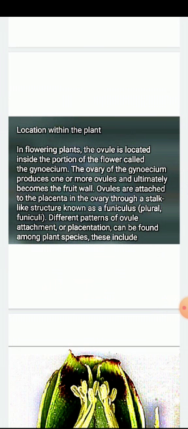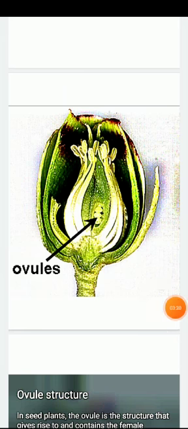Different patterns of ovule attachment, or placentation, can be found among plant species. In this slide we can easily see the position of ovule. The first portion is stigma, style and ovary, and inside the ovary it has ovules.